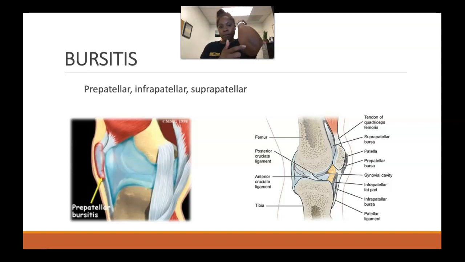In the elbow, we have a bursa here. Why? Because it's a bony prominence. So in the knee, the bony prominence that we are trying to protect with our bursa is typically the patella. And so we have 3 bursa.